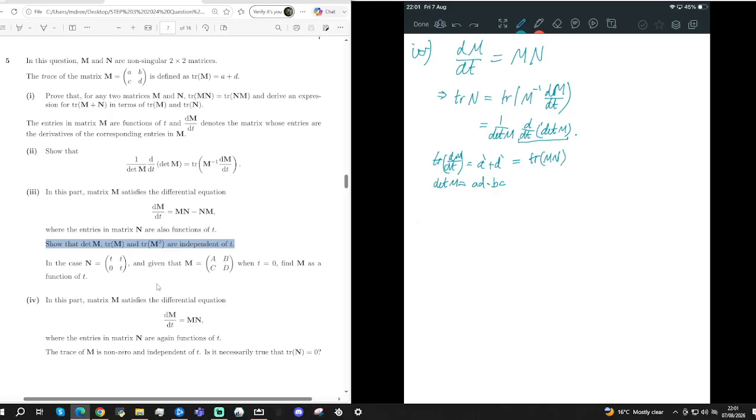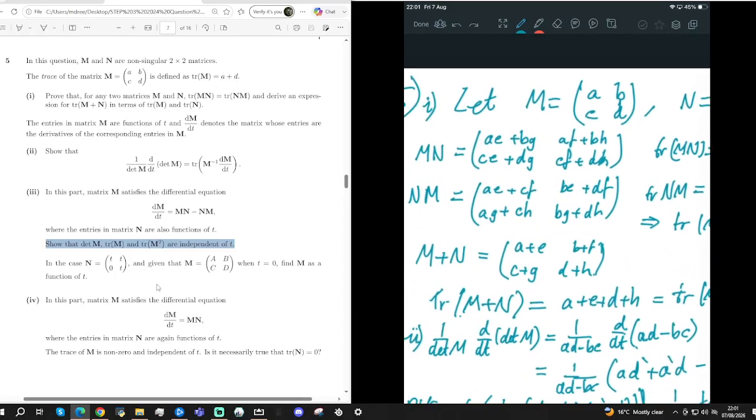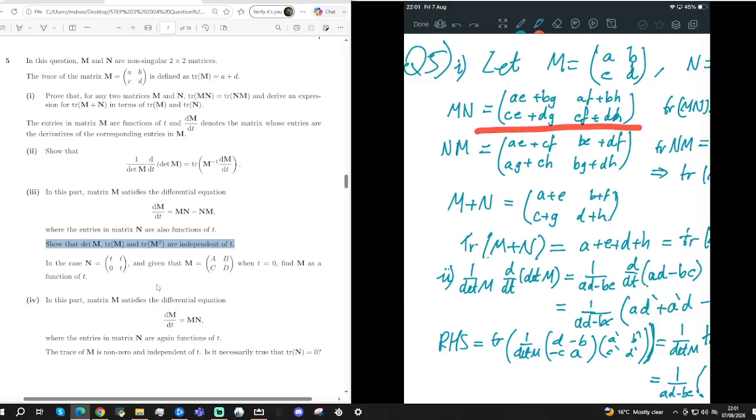I could write out mn as a product. That would be the same as what I've done here. And I could put that thing equal to a dash b dash c dash d dash and get 4 simultaneous equations, but the a, b, c, d, e, f, g, and h are all functions of time, of t. And that doesn't seem useful.